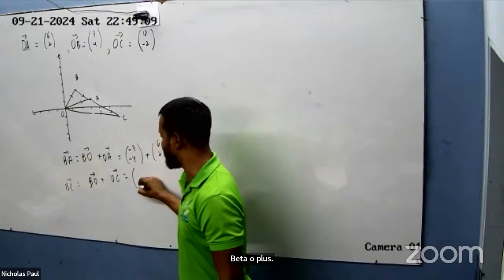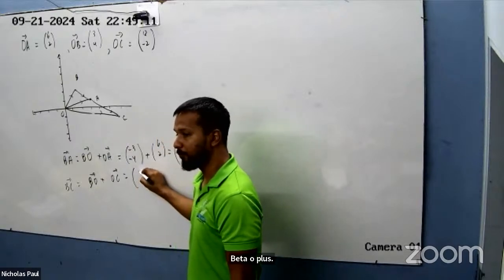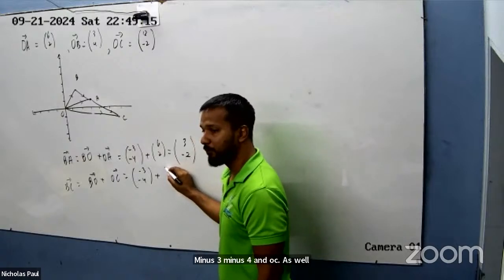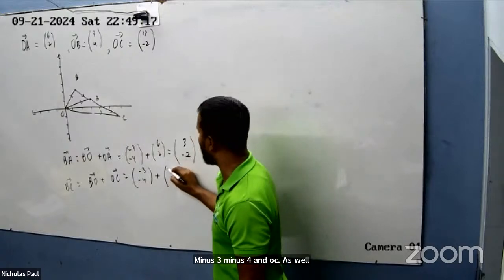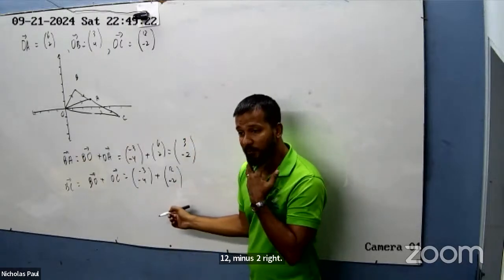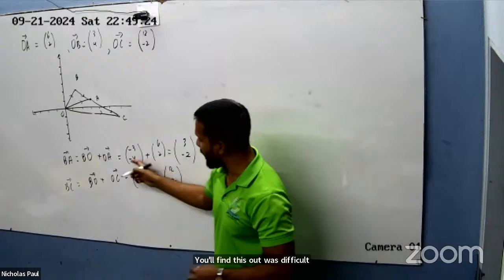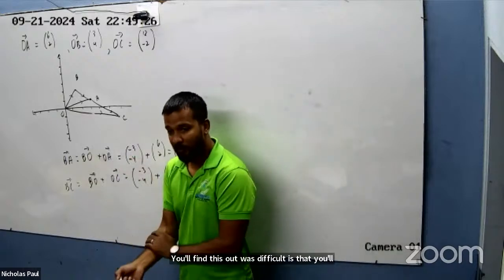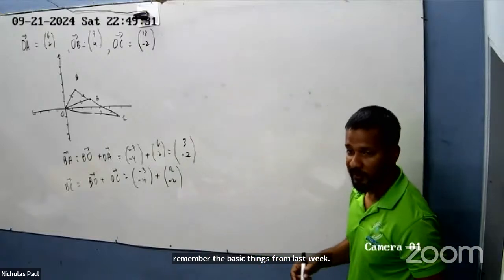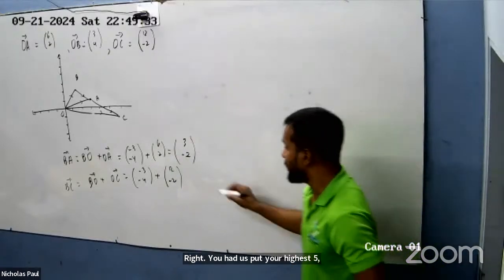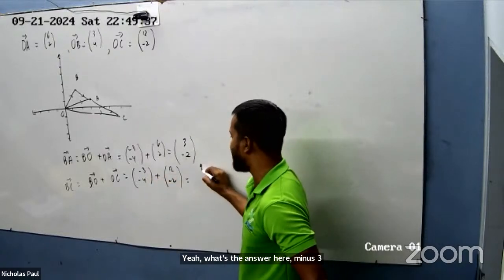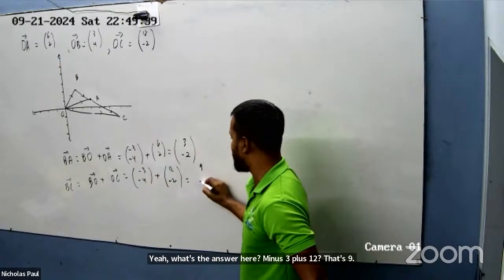B to O is how much? Minus 3 minus 4, and O to C is what? 12 minus 2. Right? You'll find this out. What's difficult is that you're not remembering the basic things from last week. You had to spend 5-10 minutes going over those things. Okay. What's the answer here? Minus 3 plus 12, that's 9. Minus 4 minus 2 is minus 6.